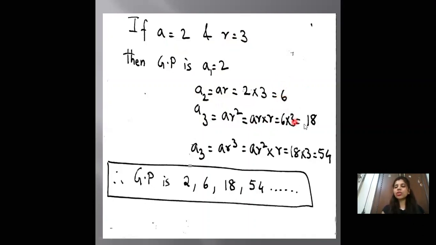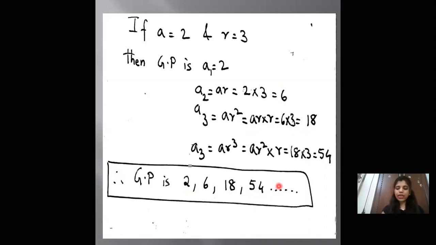So 6 into 3 is 18. Again, similarly for the next term, 18 into 3 is 54. So that's what you'll be going on doing, like you'll be multiplying with R. So that is how you have got the GP. So 2, 6, 18 and 54 and so on. So now your GP is ready. That was the question which was asked. So find the GP. So we have done that.